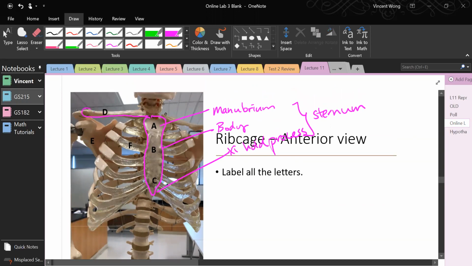Over here, that is the clavicle, your collarbone. You can also see the shoulder blade here, which is called the scapula.